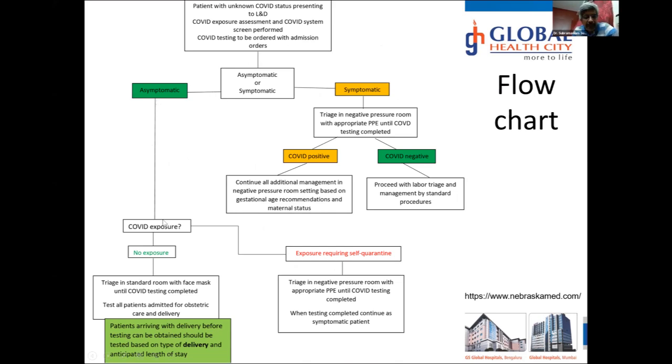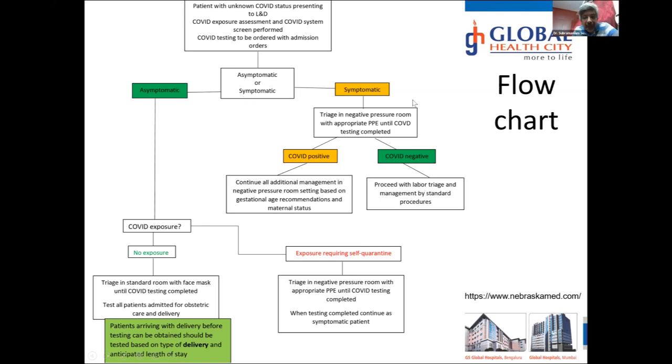If they are asymptomatic, ask them if they have any clear COVID exposure. The good news is most pregnant women tend to stay home. So unless they have a sick contact at home, this is going to be fairly ascertainable. If there is no exposure, you go on as you would normally do with a normal woman coming for pregnancy and delivery. If there is COVID exposure, then think about quarantining them and think about whether you want to do any further testing. Triage them in a negative pressure room.